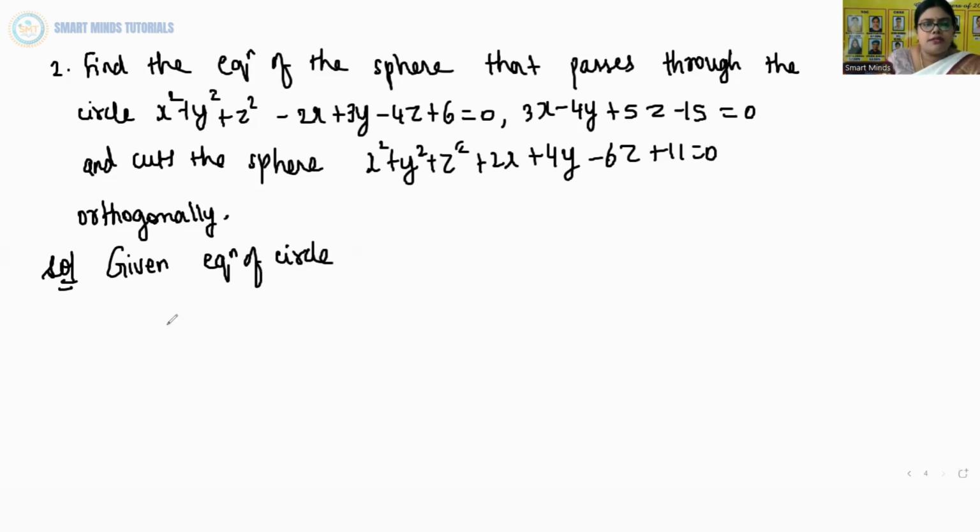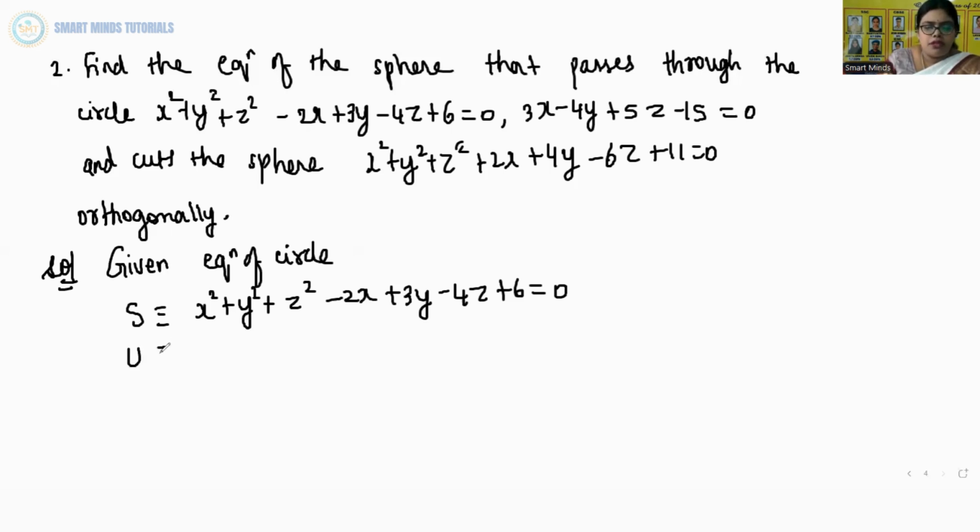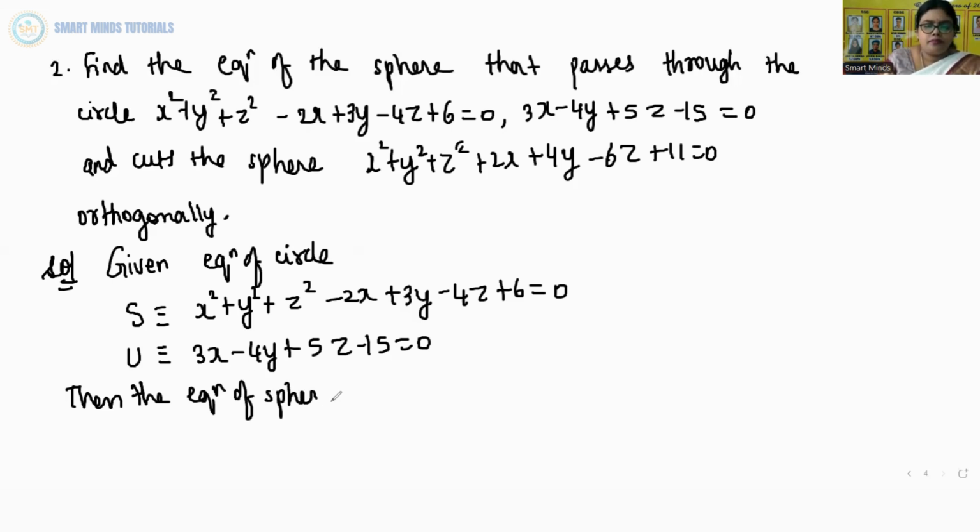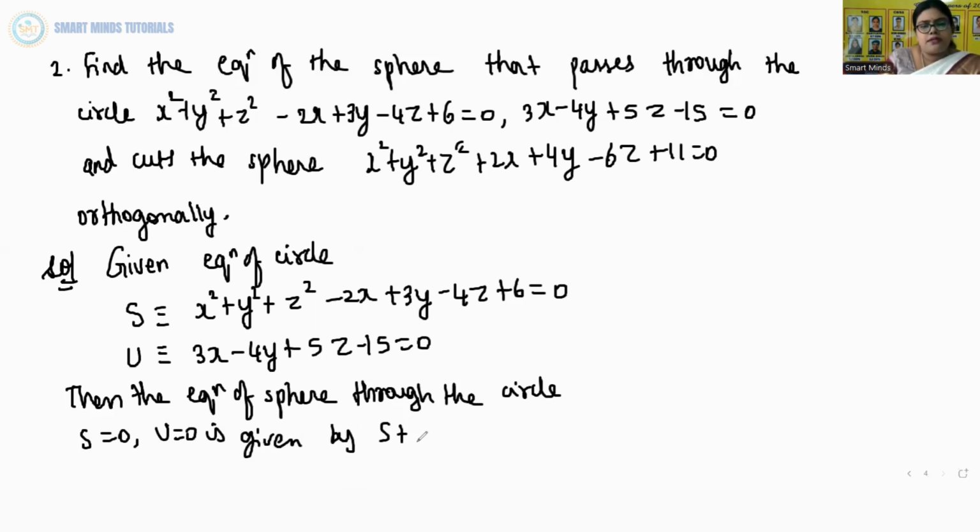Given equation of sphere is S is equal to x square plus y square plus z square minus 2x plus 3y minus 4z plus 6 is equal to 0. And there is a plane equation, we denote it by U. U is 3x minus 4y plus 5z minus 15 is equal to 0. Then the equation of sphere through the circle S equals to 0 and U equals to 0 is given by S plus KU equals to 0, where K is a parameter.